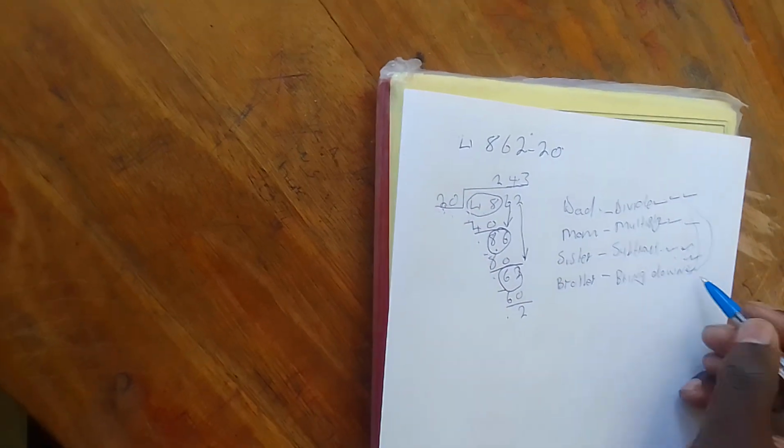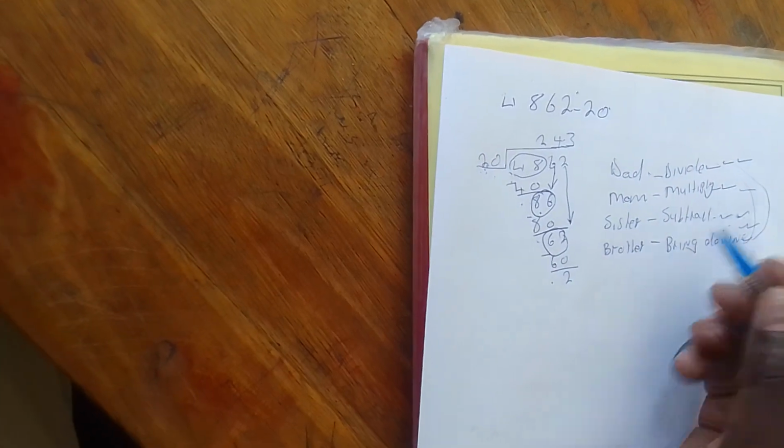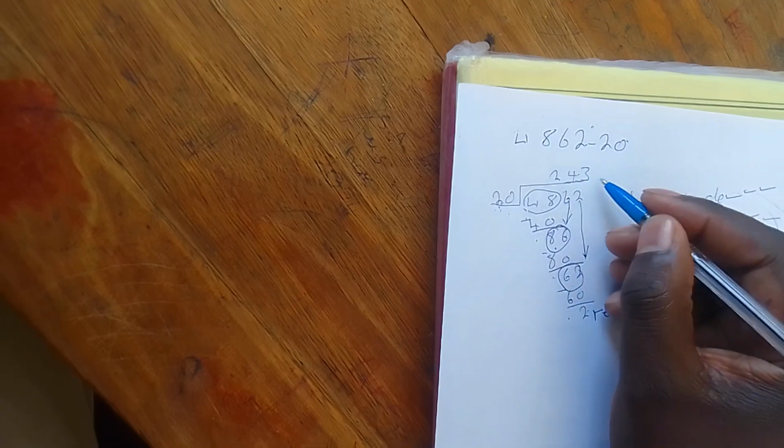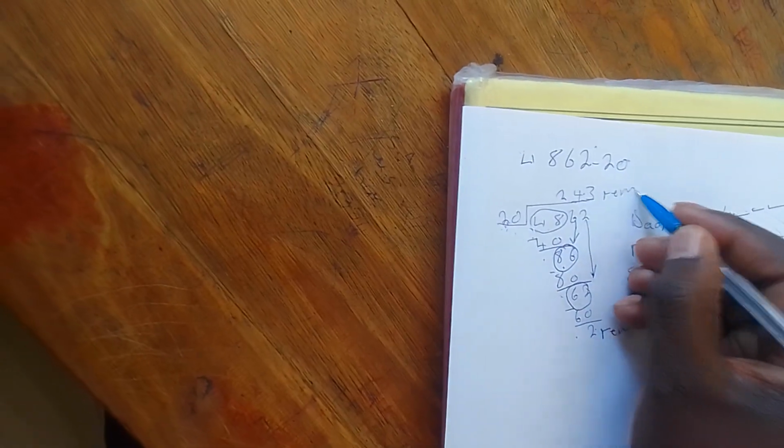Right. Now, do you have any digits to bring down here? No. So we are left with this 2. Say this 2 is your remainder. And then your answer is 243, remainder 2.